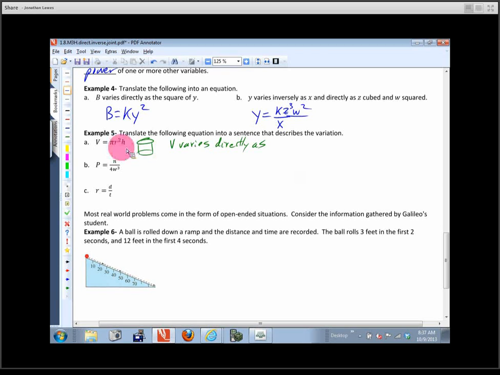Do I need to put the pi in there? Is pi a variable or is it a constant of variation? It's the constant of variation. It takes the place of the k. Did we ever mention what k was in these sentences? Nope, you don't need to worry about that. It's only the variables that we're interested in describing the direct or inverse variation. So varies directly as r squared and h.